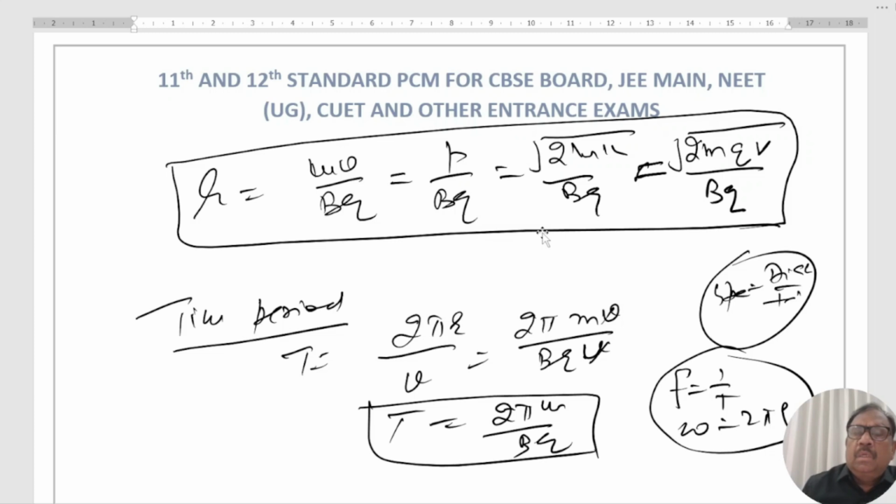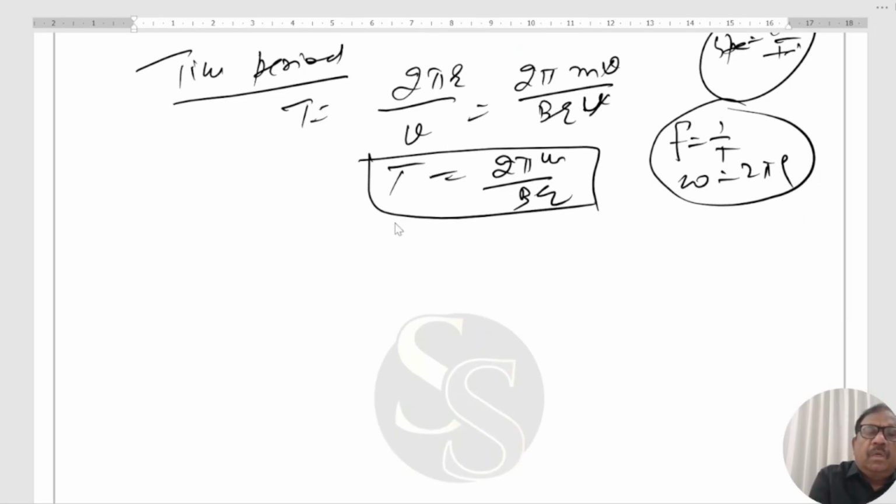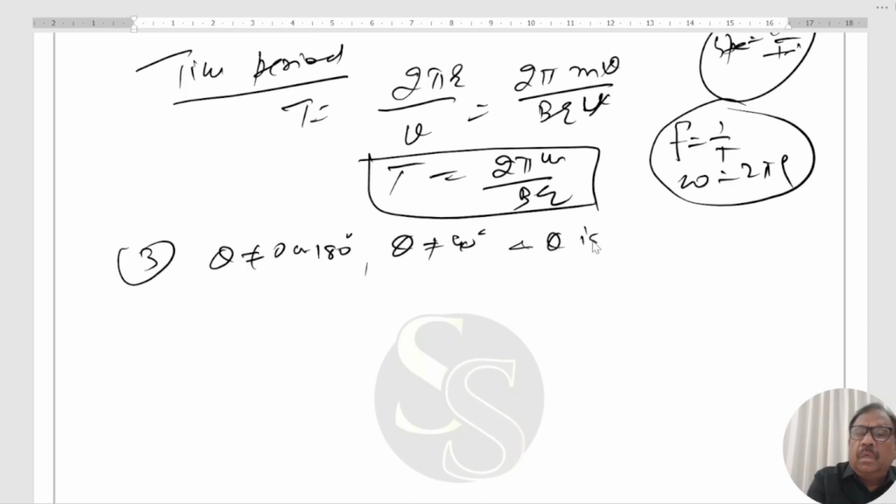This is regarding the path followed by the charged particle when it moves at angle theta equal to 90 degrees, right? Third case, theta is not 0 or 180, theta is not 0 or 90 degrees, and is other than this. In that case, what will happen?